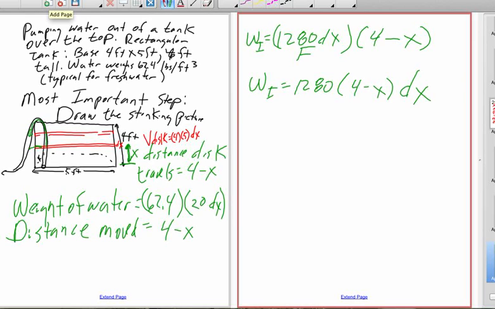Okay, and so to find the total amount of work done, we're going to integrate this thing. Now our bounds, you have to be a little careful. Let's do part A, because up to this point it's basically all the same. So in part A of this problem, we want to half empty the tank.